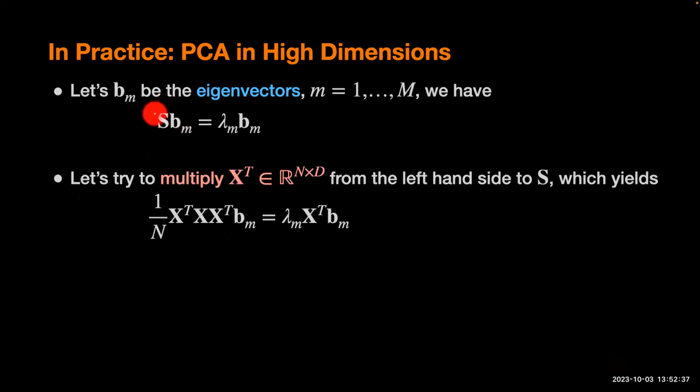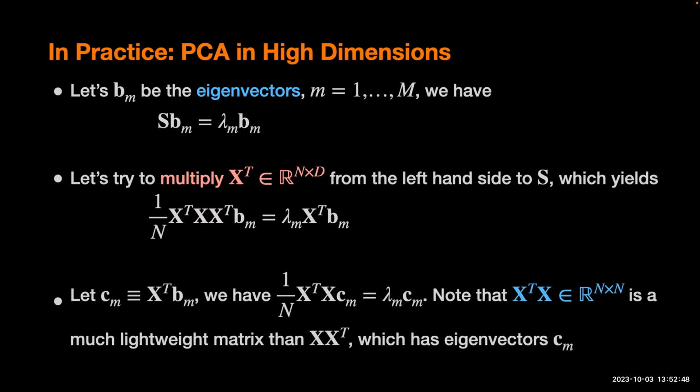So now S is just 1 over n times X X transpose. I can multiply X transpose on both sides. Now I redefine this one to be C. Then I get to this same stage, right? So I have 1 over n X transpose X C_m equals lambda_m C_m, where X transpose X, unlike X X transpose, is an n by n matrix.